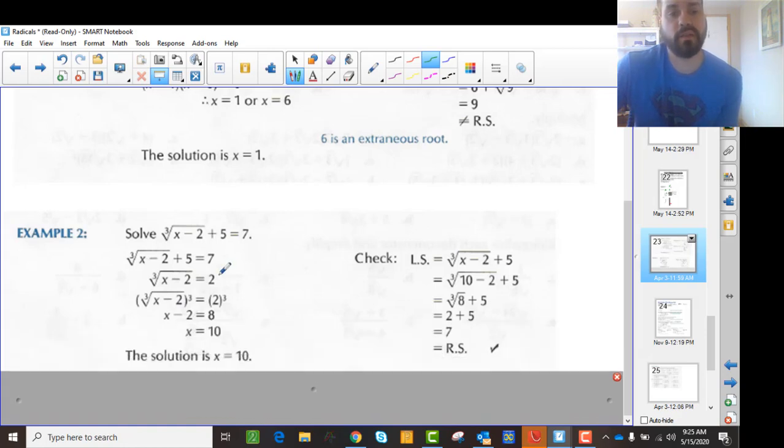And then we verify that by putting 10 back in here. So we go 10 minus 2, that's 8. The cube root of 8 is 2, and 2 plus 5 is 7. That equals my right-hand side, so I know I'm right. So we isolate the radical, we square or cube, whatever the index is, we use that as the power. And then we solve, and then we check our solution to make sure it works.